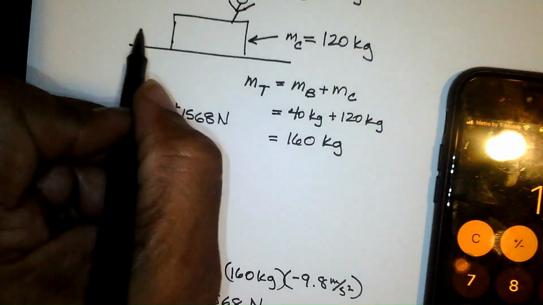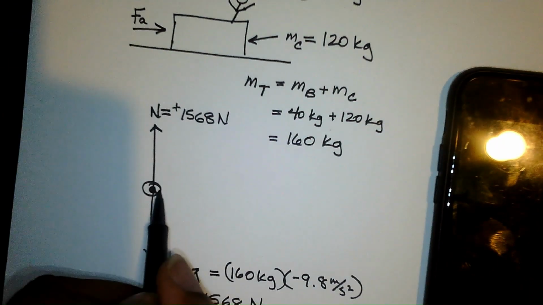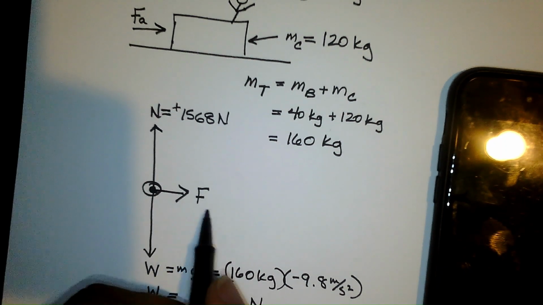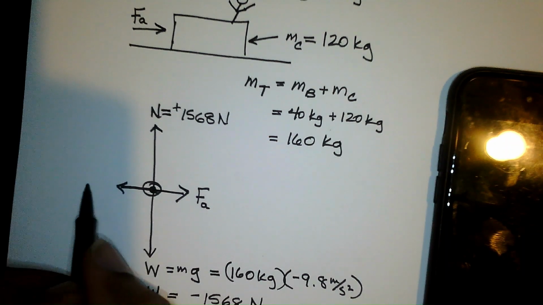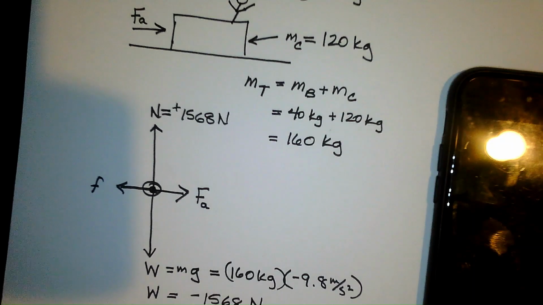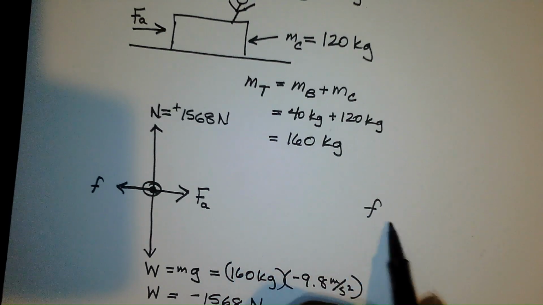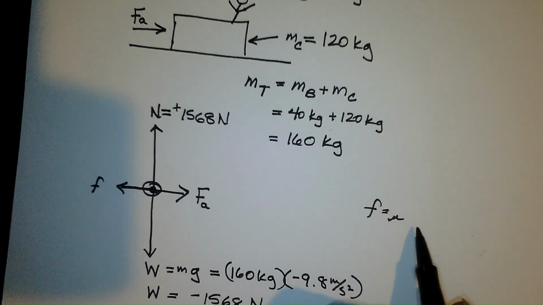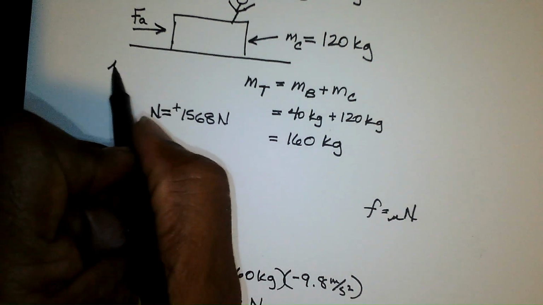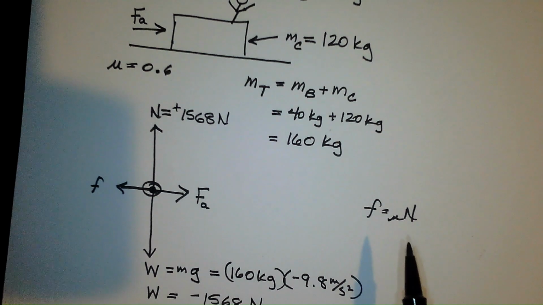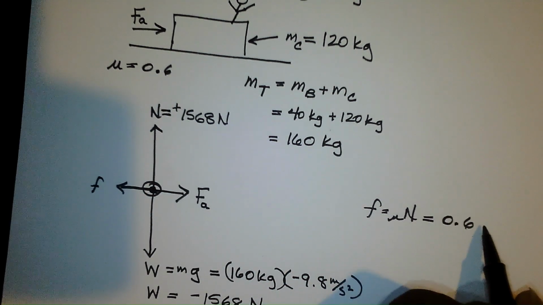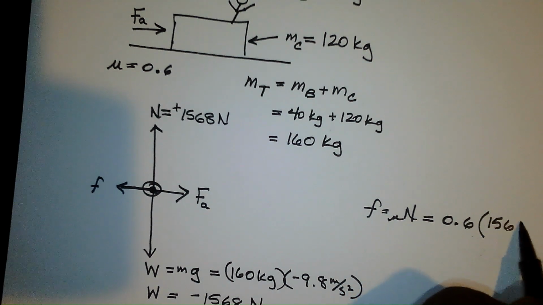Now, if I apply a force here, now we have an applied force. If it is going at constant velocity, that means that your friction here has to be equal to the applied force. Now, how do we find the friction? The friction is equal to mu, that little symbol, times your normal force. So if we say our mu here was 0.6, notice it doesn't have a unit, then that's going to be 0.6 times the normal force of 1568 newtons.